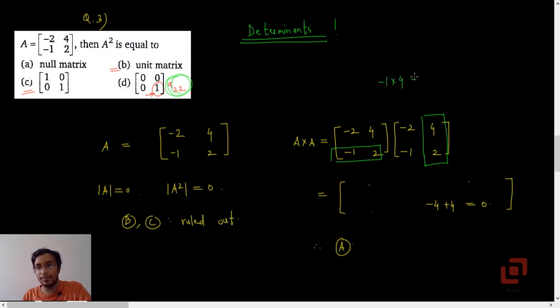Okay, so what will it be? -1 into 4 plus 2 into 2, 0. So we take the dot product, right, of the row and the column. Is it 0? Yes. So can it be D? No, it cannot be D. And even for I unit matrix, it has 1 here. Okay, so we cannot consider options B, C and D, so it has to be option A.